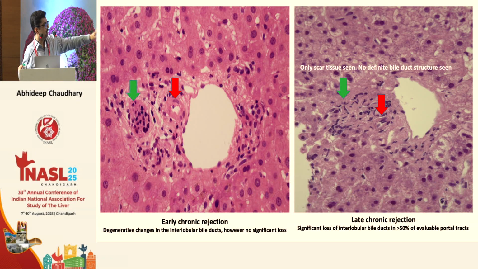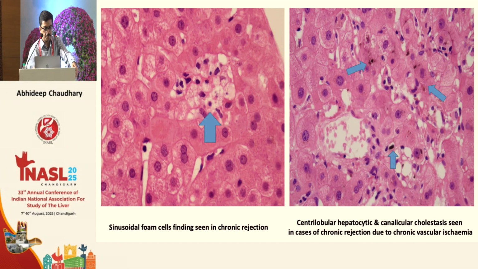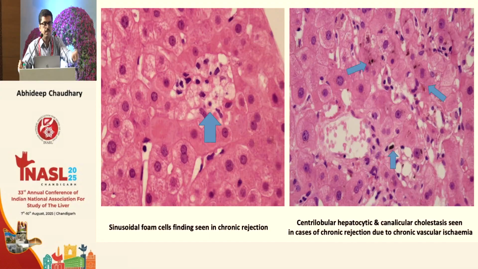But as the disease progresses, now it is comparing the early versus late. The bile duct is totally gone, only the scar tissue is left. The arterial changes have started to happen, and if this damage is now more than 50%, then it becomes a late rejection. Sinusoidal foamy changes, which are typically known for chronic rejection in arterial areas, you might not see, but the bile duct loss is a very typical feature. So foam cell arteriopathy is typically reported in the explant liver when the explant is done for retransplant, but sometimes it is picked up in needle biopsies as well, but that is pretty rare.